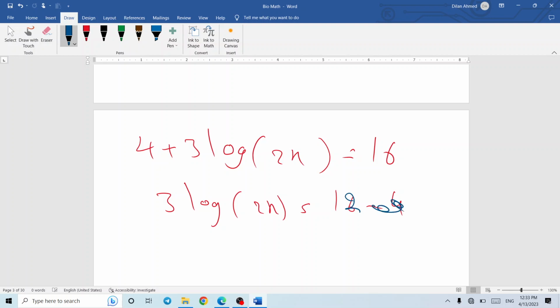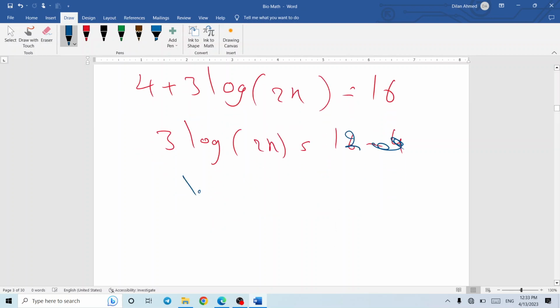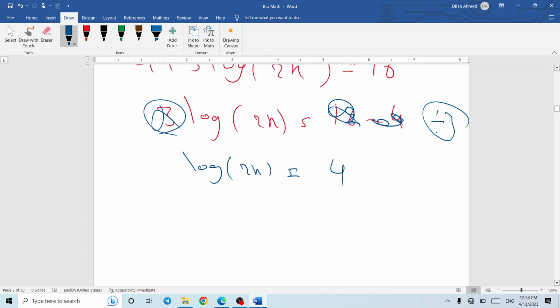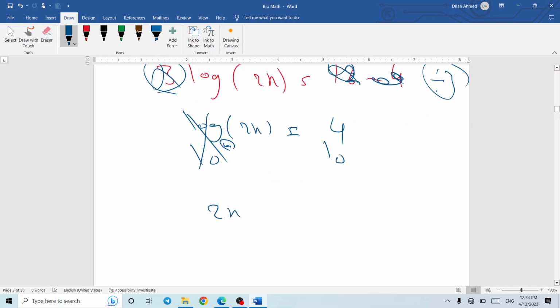Am I right? Good. Now log of 2x equal to 4. Why? Divide by 3. So divide by 3, and I'll get log of 2x equal to 4. Now everything is ready. Then it's time to find what? To take an exponential. Which number should I put here? 10. You are right. Thank you, all of you. So 10, because log with nothing means base 10. So 2x equal to what?